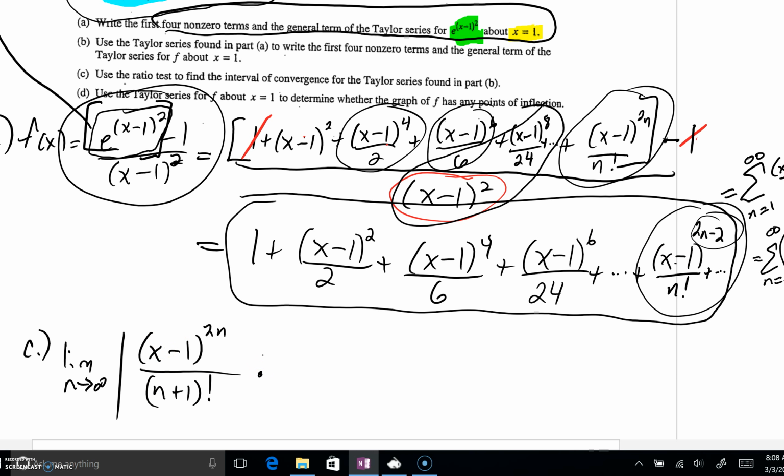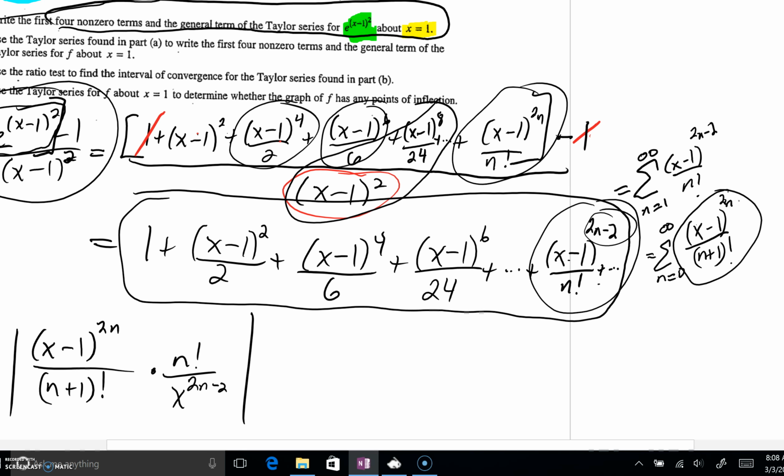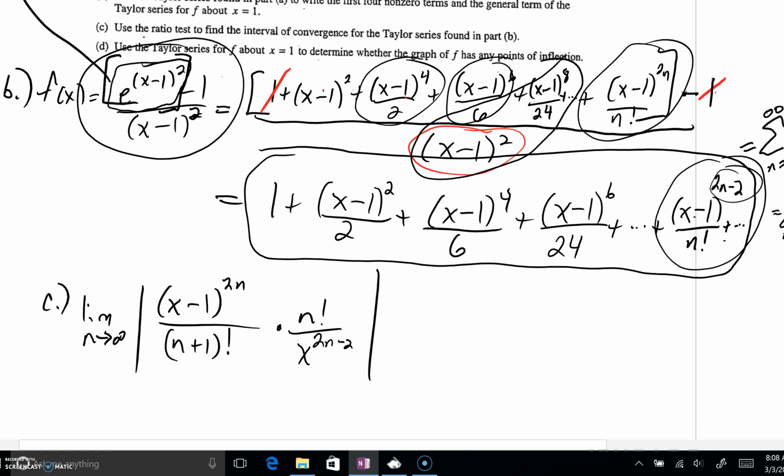Then we're going to divide by the nth term. That would be this thing itself. So we'll have n factorial over x to the 2n minus 2. So we could have done this problem differently, working with this other nth term, and then we'd have to bump that up by 1. Just letting you know, there are a couple of different ways that can be worked out. But regardless, this would become n plus 1 times n factorial.